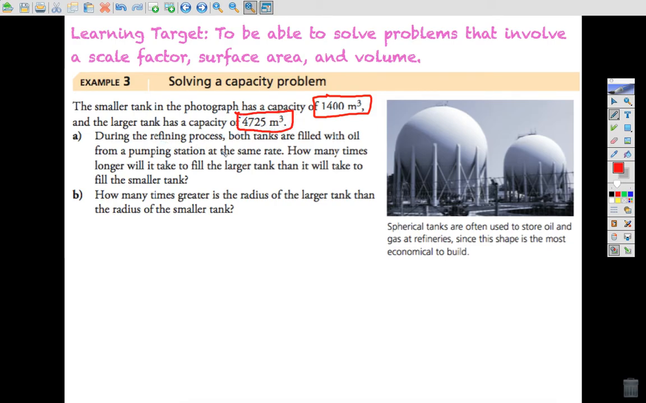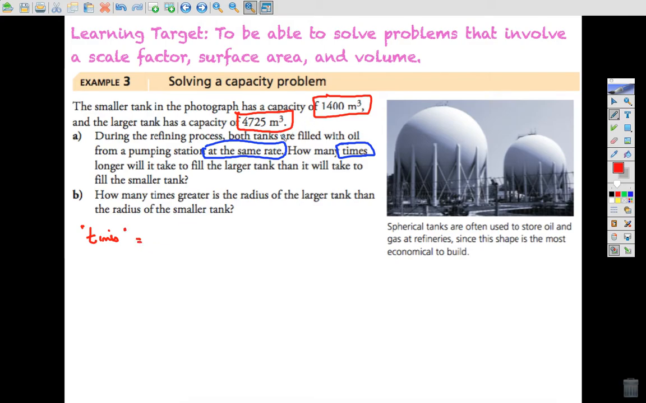It says during the refining process, both tanks are filled with oil from a pumping station, and the key thing here is that they're being filled at the same rate. So if they're being filled at the same rate, then we can figure out how many times longer it will take the larger tank than it will take to fill the smaller tank. And notice they said how many times, kind of awkward. They're not looking for an actual measurement of time, because then we'd actually have to know something about our rate. But we're going to set it up just to think the times, if we want to call it that, kind of how they've indicated it.